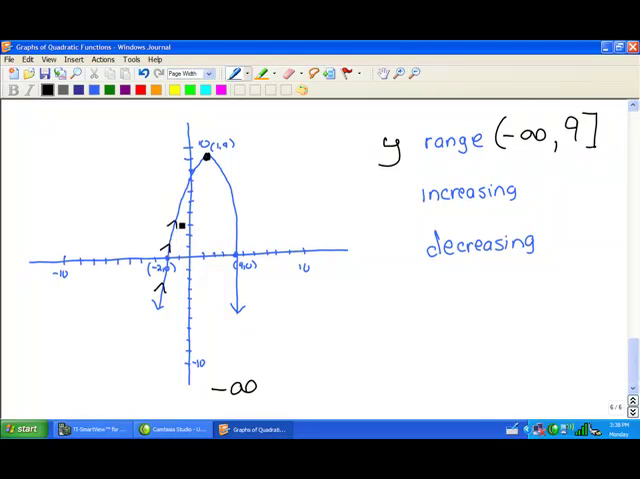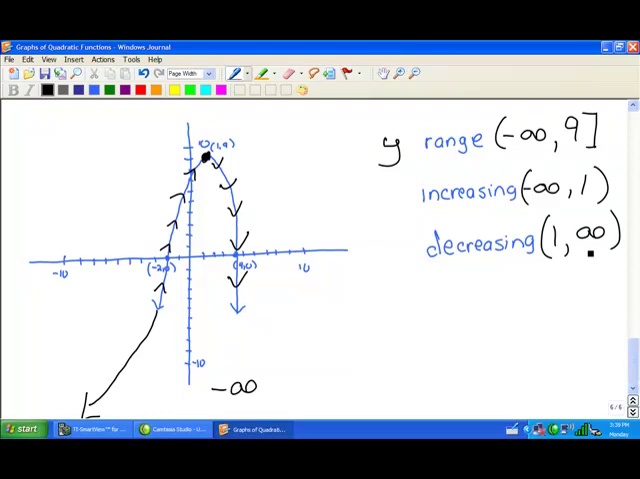The graph is increasing. First, remember we use our x values. So since this continues to come down and out, we'll start at negative infinity. It stops increasing at this point right here, which is the x value of 1. Then the graph decreases, starting at 1, going to positive infinity. X values only, endpoints never included for increasing and decreasing.